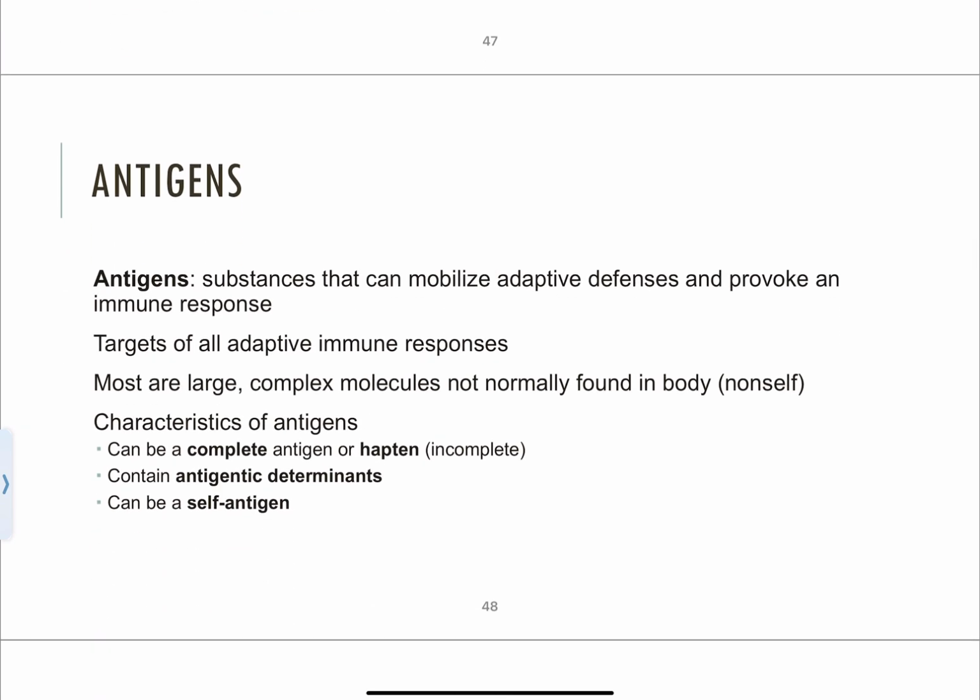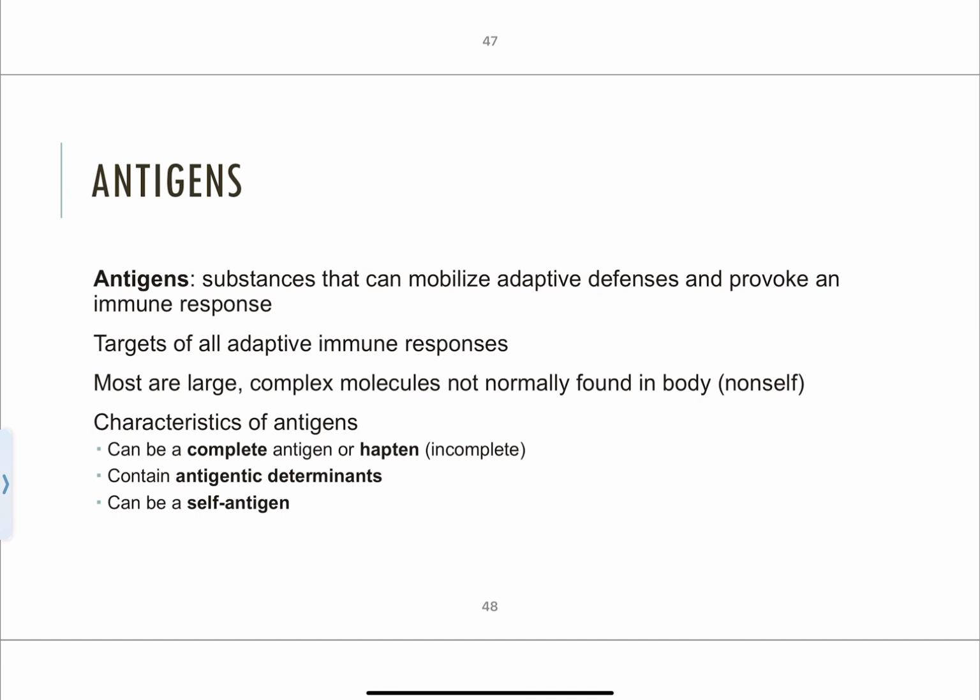So let's talk a little bit more about antigens. We've talked about them a little bit before, but just so we're all on the same page: an antigen is a substance that can mobilize the adaptive defenses and provoke an immune response. So pretty much anything on the surface of a cell could be considered an antigen. Antigens are the target of all adaptive immune responses. Most antigens are really large, complex molecules that we don't normally find in our own body.